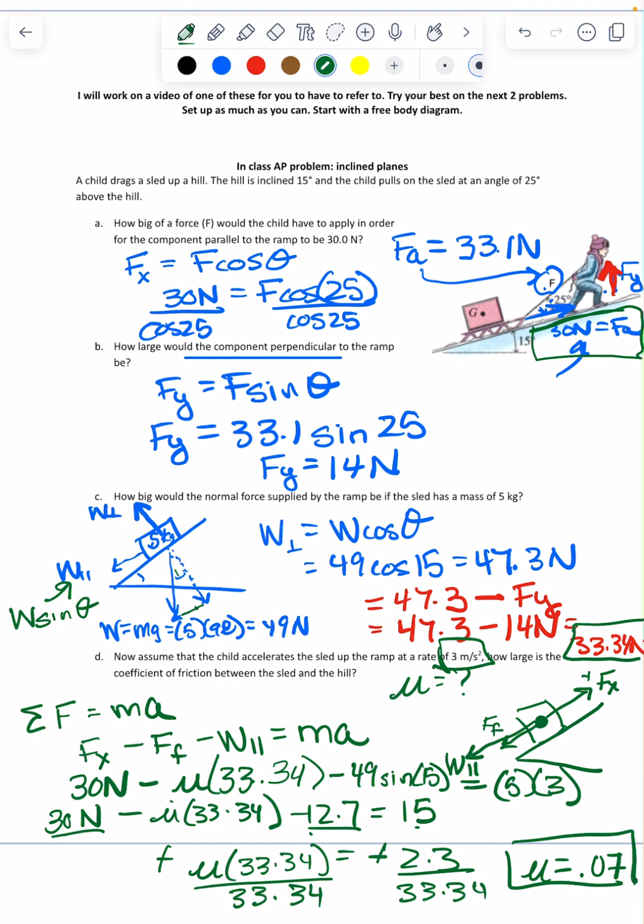So really smooth, that's good. I wanted a smooth one. Remember, this mu should always be between 0 and 1. That should give you some idea of whether you're right or not in your calculations. And I hope that is helpful.